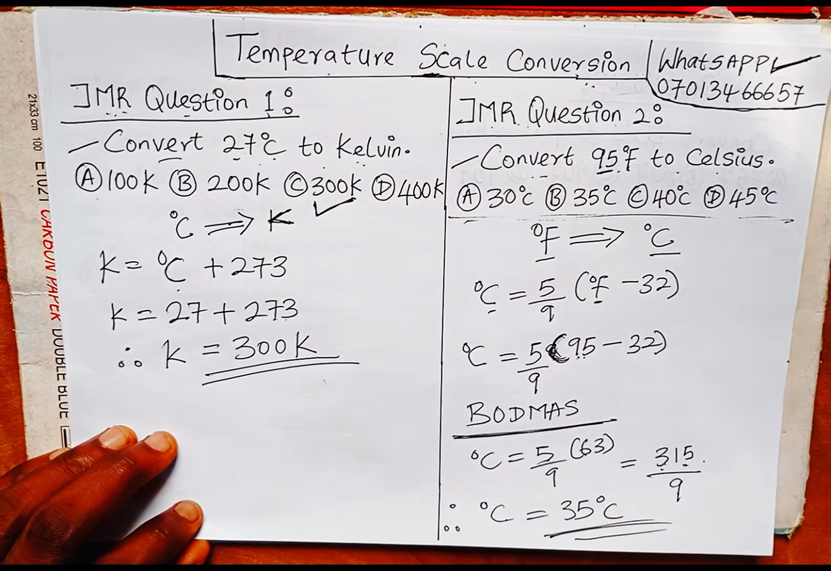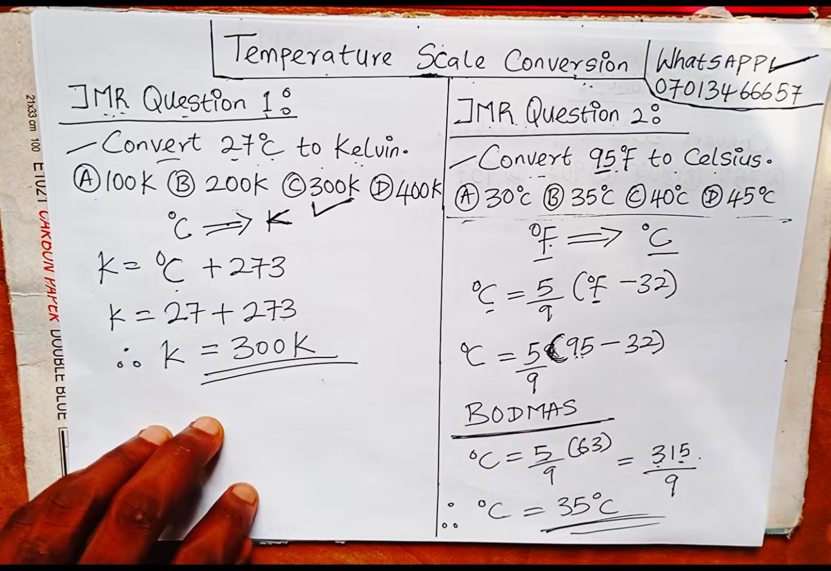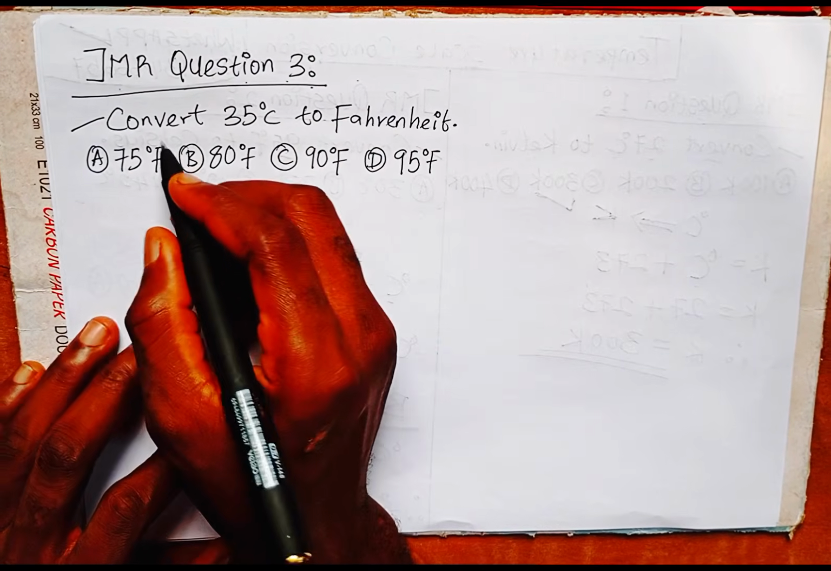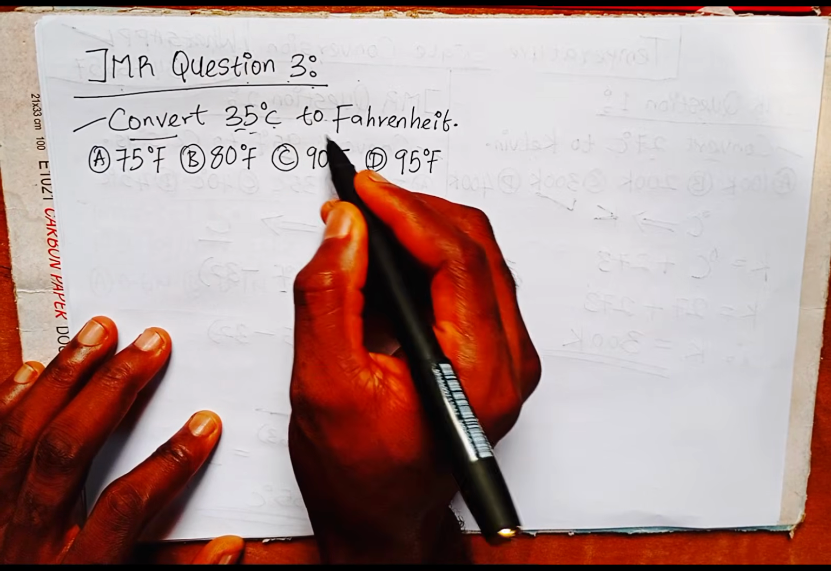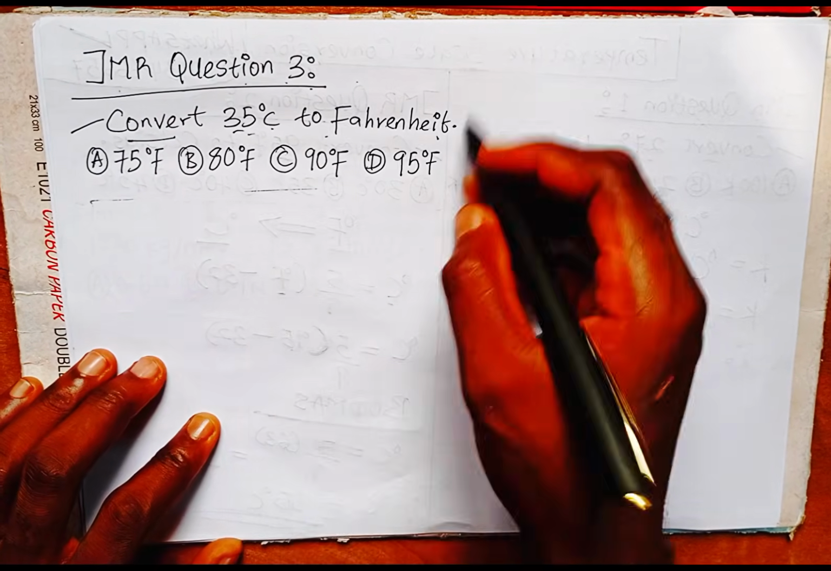Now let's look at the JAMB must repeat question 3. That's converting from degree Celsius to Fahrenheit. JAMB must repeat question 3, under temperature scale conversion. The question reads, convert 35 degrees Celsius to Fahrenheit. These are the options provided, all represented in Fahrenheit.